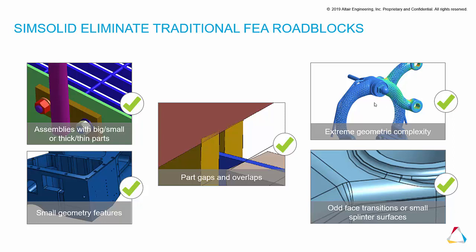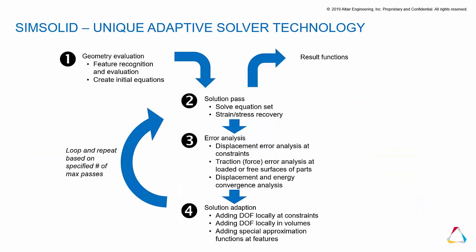But first and foremost, SimSolid is a way to accurately and quickly model small imperfections between parts in an assembly. So if you have small misalignments or gaps or overlaps, SimSolid can still create a valid connection and do the analysis. SimSolid uses unique adaptive solver technology.